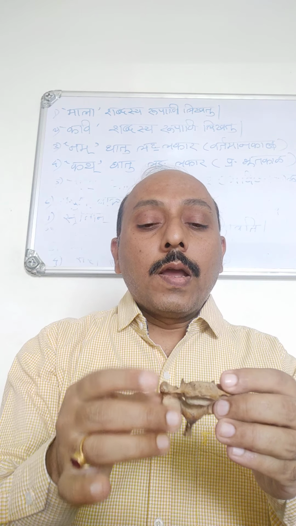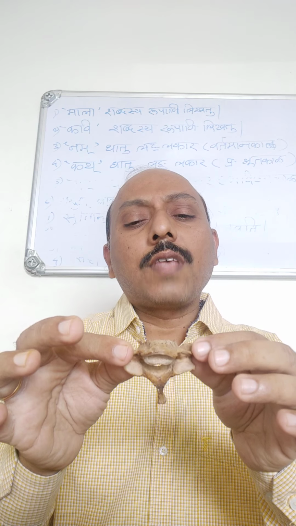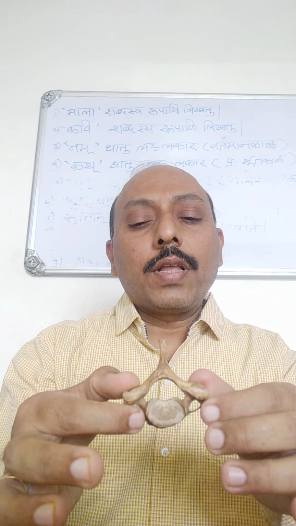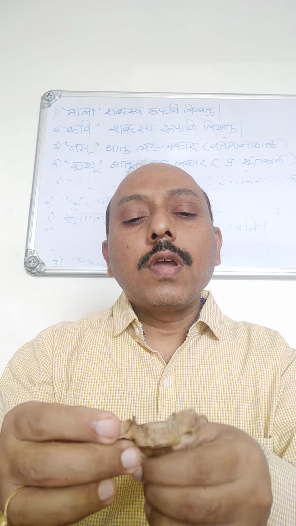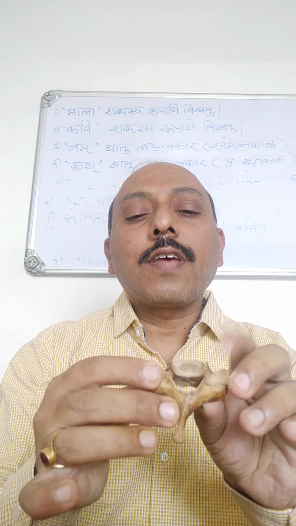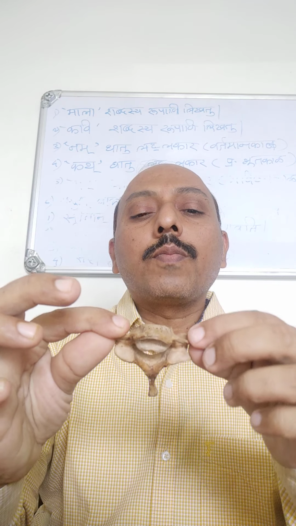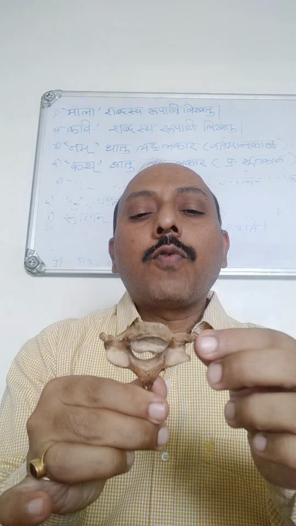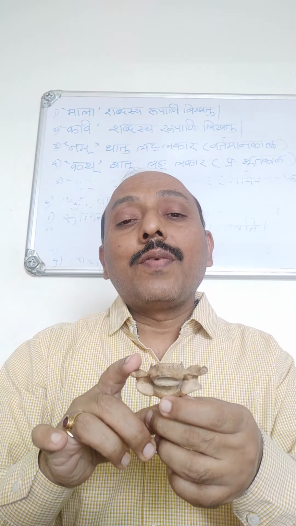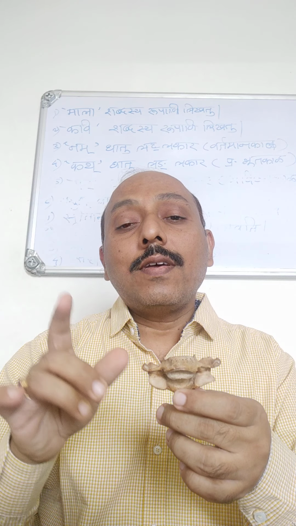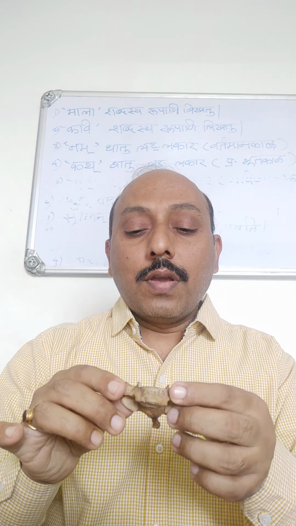The remaining characteristics of C7 are the same as the typical cervical vertebra. It has a body, bilaterally there are the uncal processes, then the superior articular facets are here and you can see the inferior articular facets. The transverse processes are pierced by the foramina transversaria, but this foramen doesn't pass the vertebral artery. It only passes the vertebral vein.